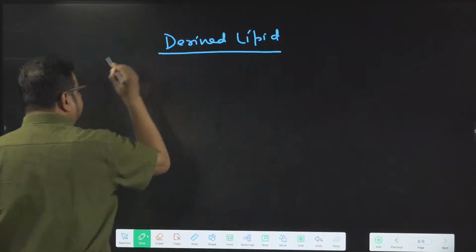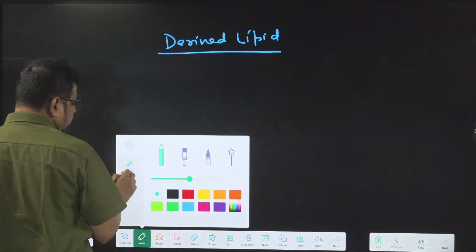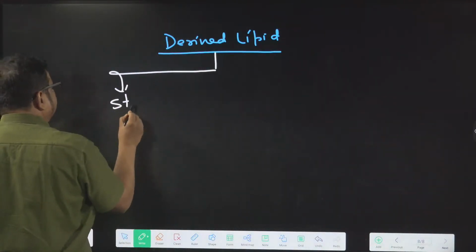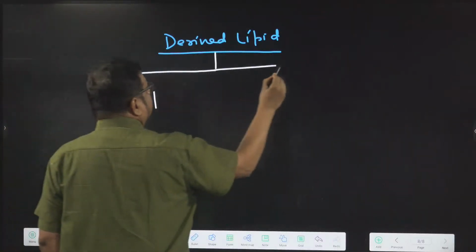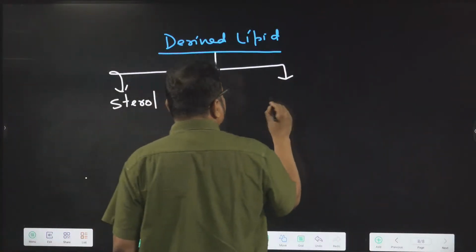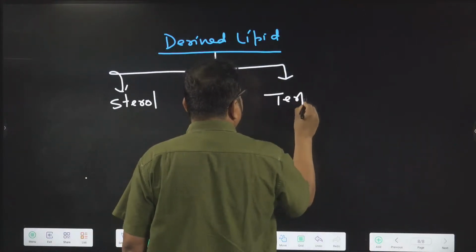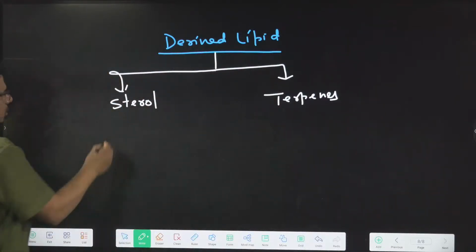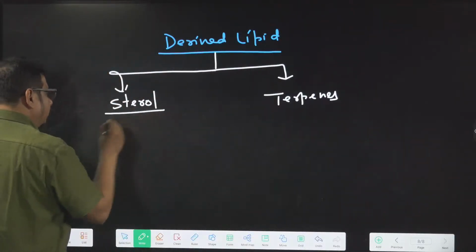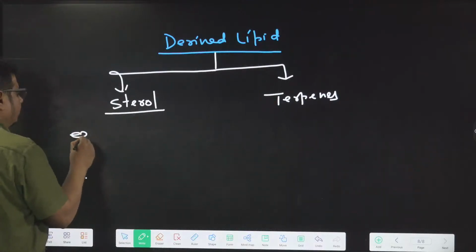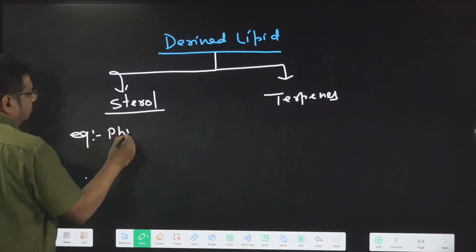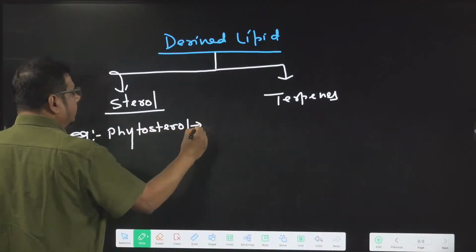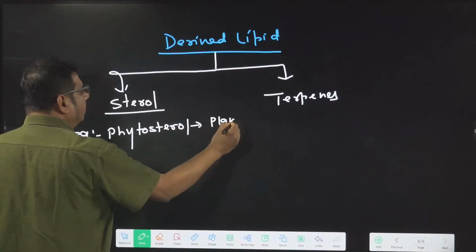If we talk about the derived lipid, it is of two types. Sterol, and another type of derived lipid is which one? Terpenes. So sterol is obtained from different sources. Example of sterol is what? Phytosterol. It is obtained from which one? Plant.